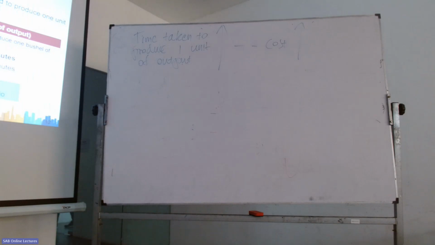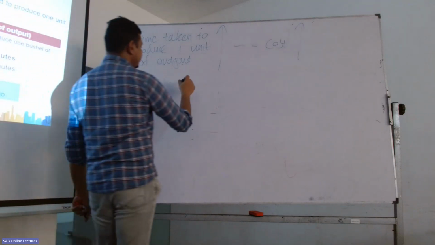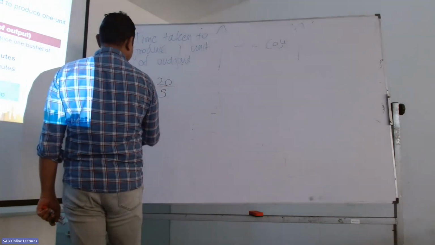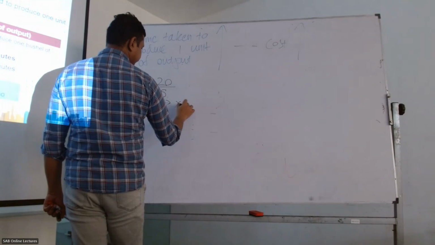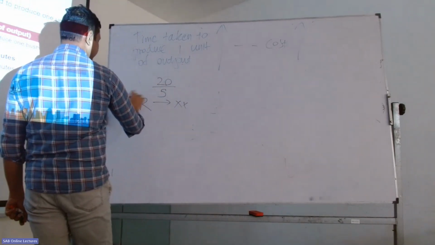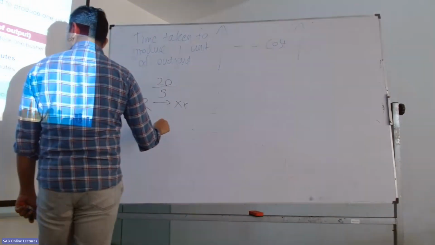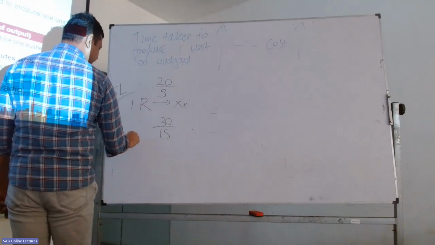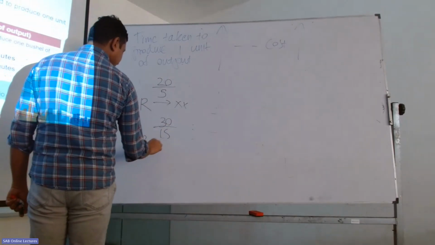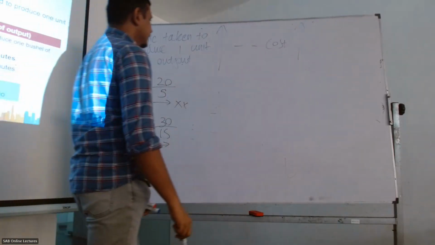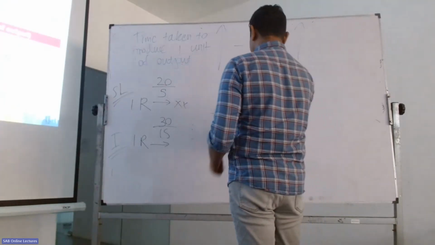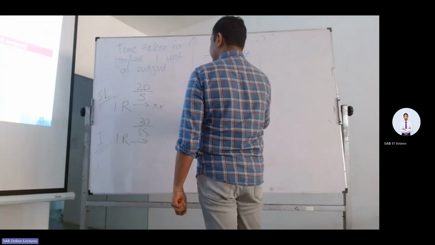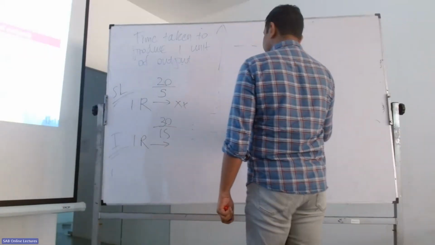So this is the cost of producing 1 unit of radio. This is the cost of producing 1 unit of radio in Sri Lanka. This is the cost of producing 1 bushel of wheat in India. This is the cost of producing 1 bushel of wheat in Sri Lanka. So simply you can divide 20 by 5 to find the opportunity cost of producing 1 radio in Sri Lanka. You can divide 30 by 15 to find the opportunity cost of producing 1 radio in India. Here, to find the opportunity cost of producing 1 bushel of wheat, you can divide 5 by 20 in Sri Lanka.